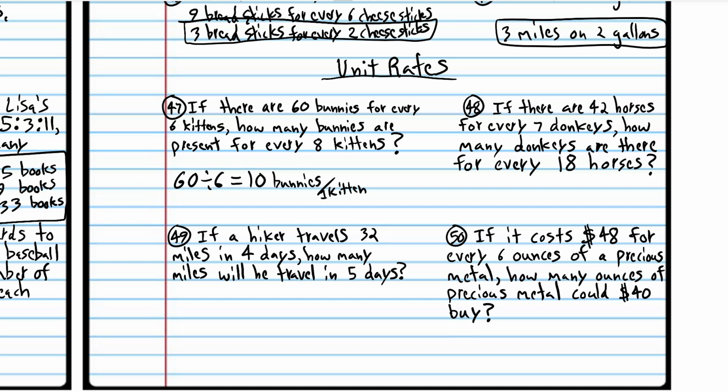So ignore these numbers. Now use the unit rate. 10 bunnies for every 1 kitten. If there's 10 bunnies for every 1 kitten, how many bunnies would be present for 8 kittens? Well, if there's 10 bunnies for 1 kitten and you have 8 kittens, obviously you just multiply 10 times 8 and you get 80 bunnies.